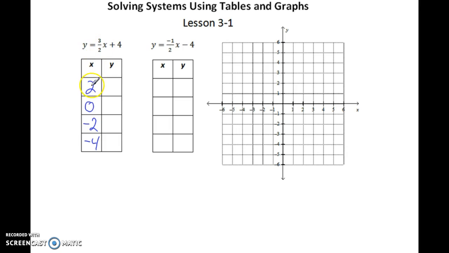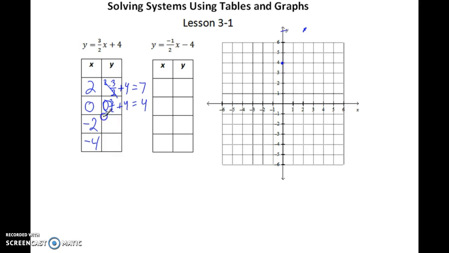So 2 times 3 halves plus 4. The 2's cancel. You get 3 plus 4 is 7. So 2 comma 7. Oh man, way up there. Somewhere around there. Let's see, 0 times 3 halves plus 4. That's really going to be 0 plus 4, which is 4. So I get 0, 4, this point right here.